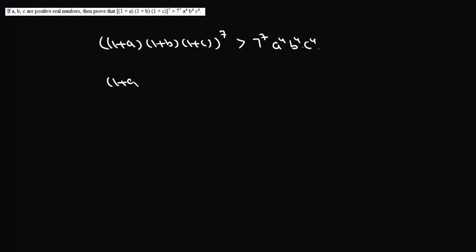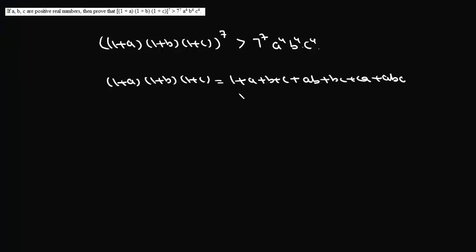Now the question is, if A, B, C are positive real numbers, then prove that (1 plus A)(1 plus B)(1 plus C) whole to the power 7 is greater than 7 to the power 7, A to the power 4, B to the power 4 and C to the power 4. Now if we look at this left hand side, then we have 1 plus A into 1 plus B into 1 plus C, which we can write as 1 plus A plus B plus C plus AB plus BC plus CA plus ABC.